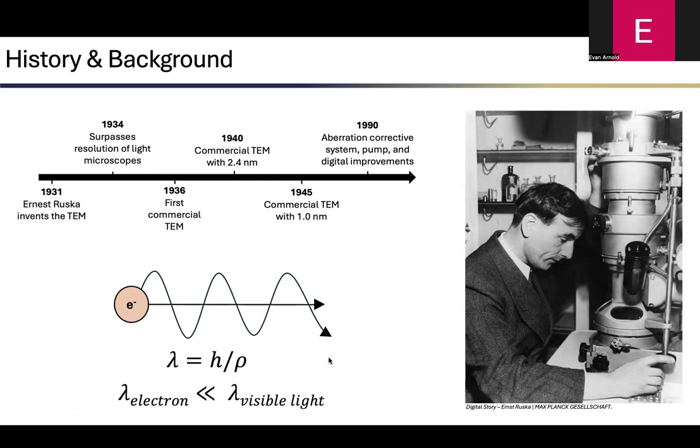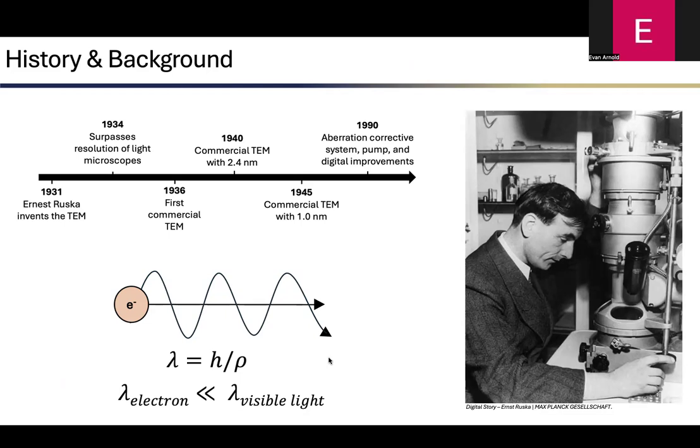But slowly it was commercialized and the resolution improved to 2.4 nanometers in 1940 and 1 nanometer in 1945. And then further advancements were accomplished in 1990 to the aberration corrective system, the vacuum pumps, and the digital monitor and panels, which bring it to the powerful instrument that we know today.